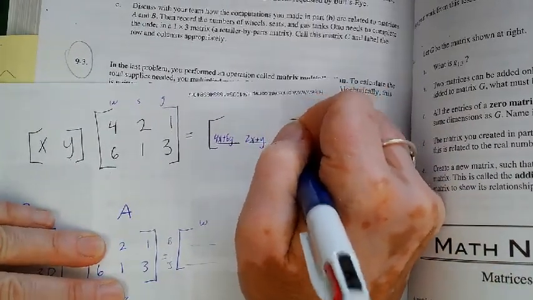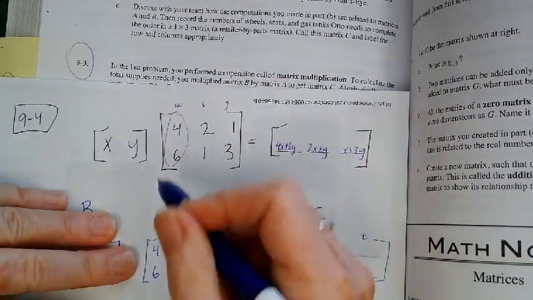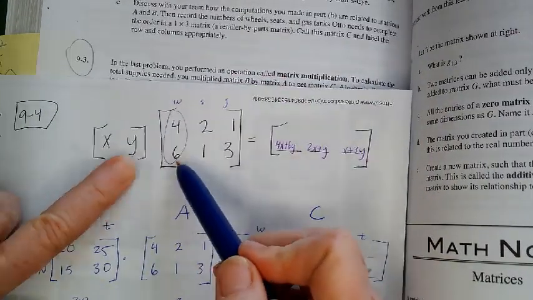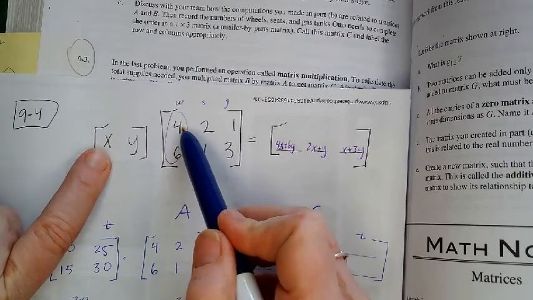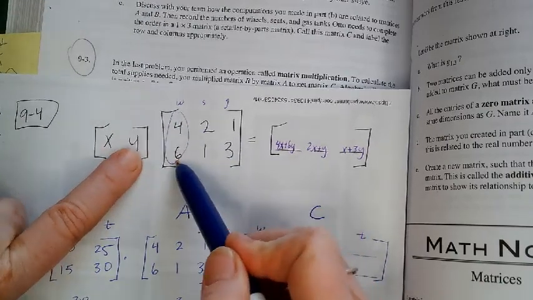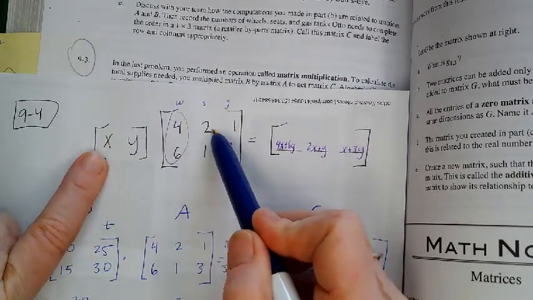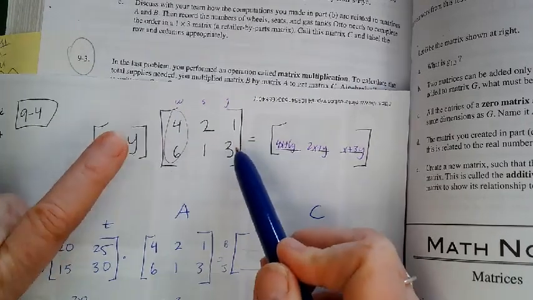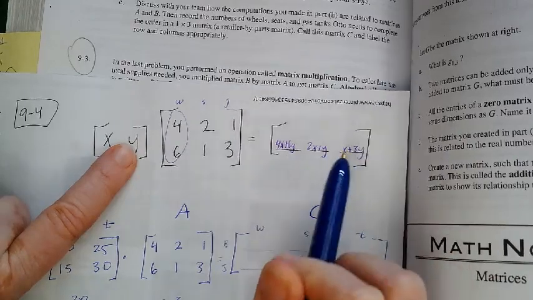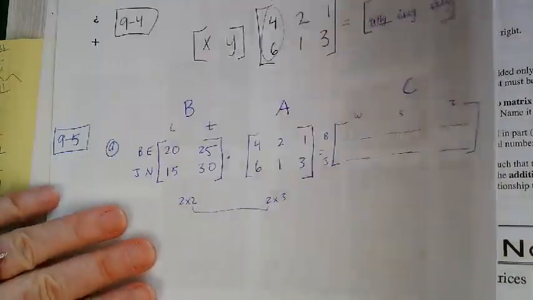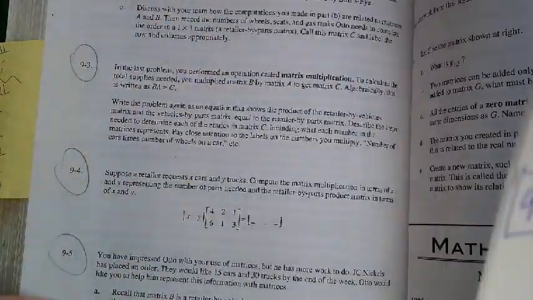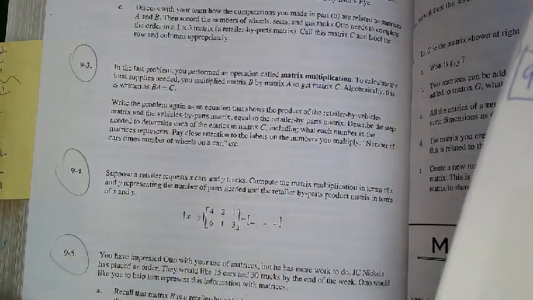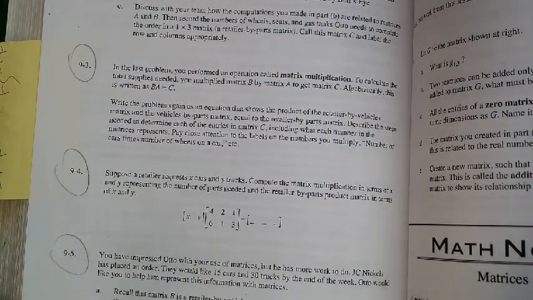So it's kind of like the 4 and the 6. It's like you go X times the top one and Y times the bottom one. Okay, so let's try this. I've impressed Otto with my use of matrices. There's more work to do.